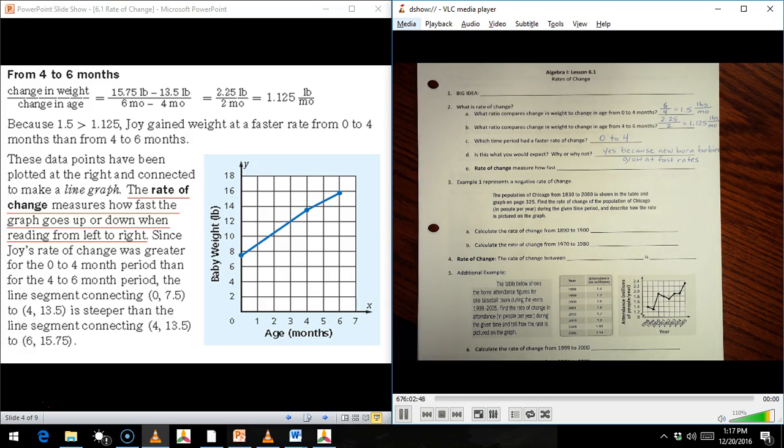We can tell also from looking at the number. And that was the big idea. You can either compute or you can look at a line graph. In this case, we did both, but we computed the two rates of change from 0 to 4 is steeper, or a larger number, than from 4 to 6.